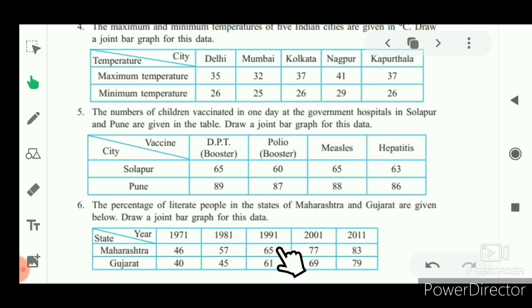So we will take these variable quantities 46, 57, 65 on the y-axis, and constant quantities on the x-axis, and then we will make a graph first for Maharashtra, and then we will join the graph of Gujarat to the graph of Maharashtra. So let's see how.